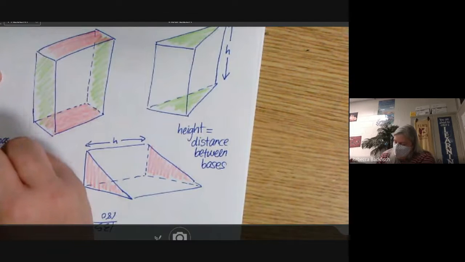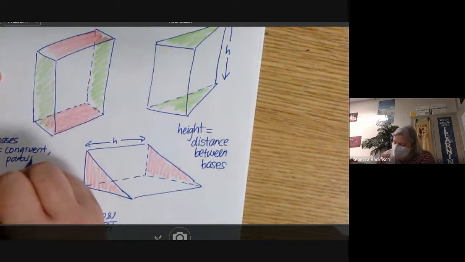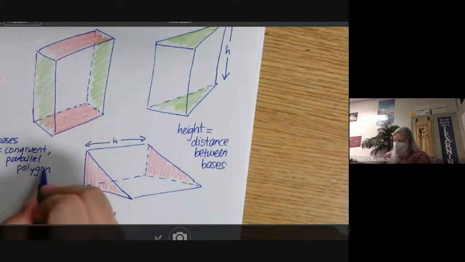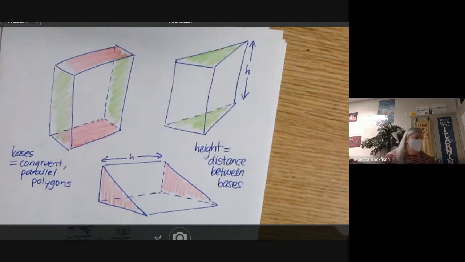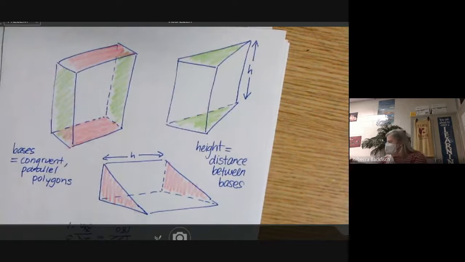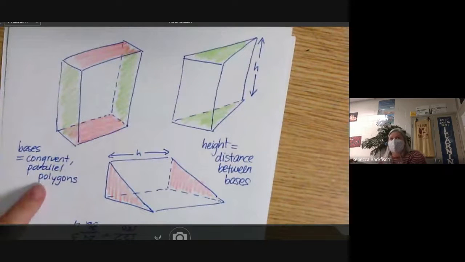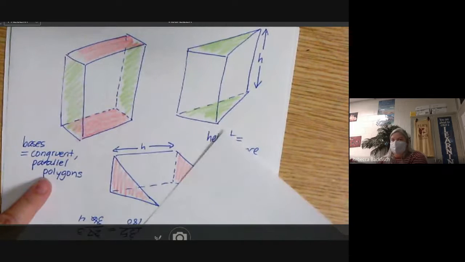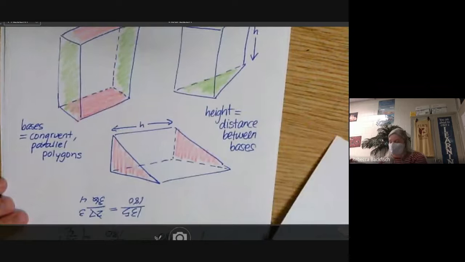The bases are congruent, parallel polygons. Now, if we're not talking about prisms, but instead we're talking about cylinders, then the word polygon doesn't apply, but everything else is the same, basically. You have 2 bases, they are congruent, and they are parallel, and the height is the distance between them.